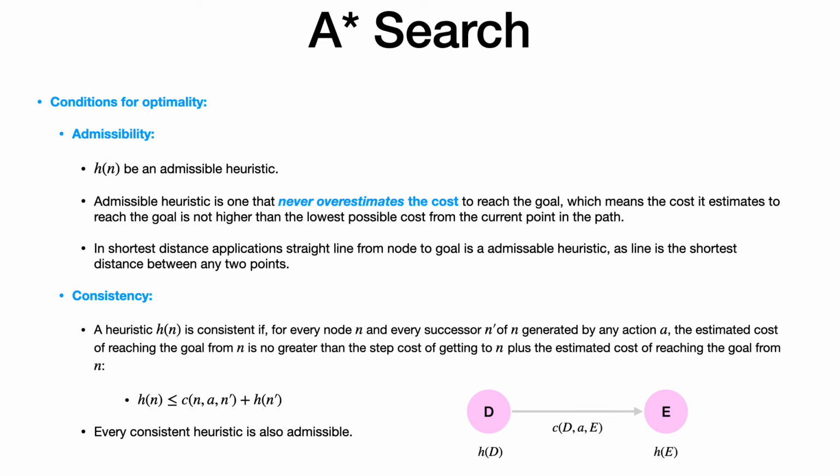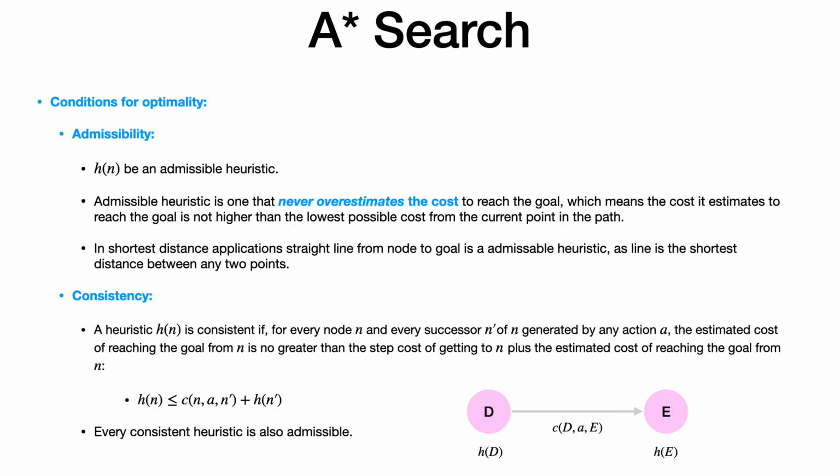We said that A star search algorithm is optimal and complete, but there are two conditions, which are admissibility and consistency. Admissibility says that our estimate at any particular node should not be an overestimate of the cost to reach the goal, which means the cost it estimates to reach the goal is not higher than the lowest possible cost from the current point in the path.